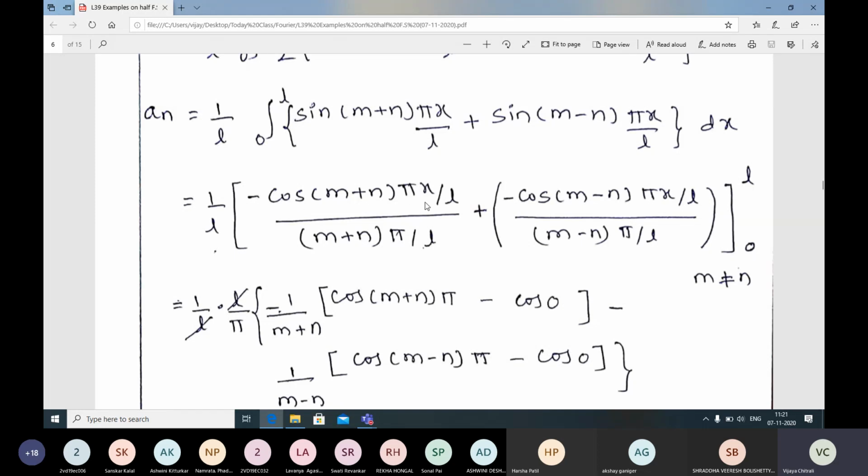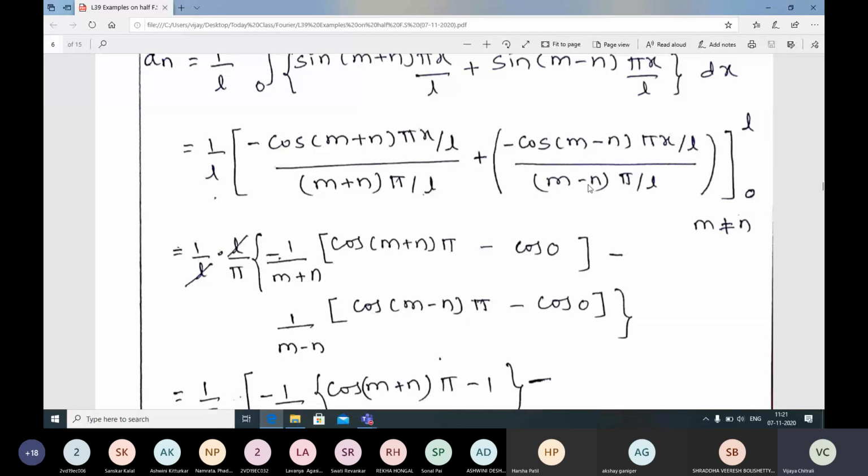Now substitute here in place of x the upper limit. So L gets cancelled, cos m plus n pi. In place of x, substitute 0, so cos 0. Now this plus into minus is minus, and m minus n is in the denominator, 1 divided by m minus n, this is as it is. In place of x, L gets cancelled, cos m minus n pi minus, and in place of x as 0, cos 0.